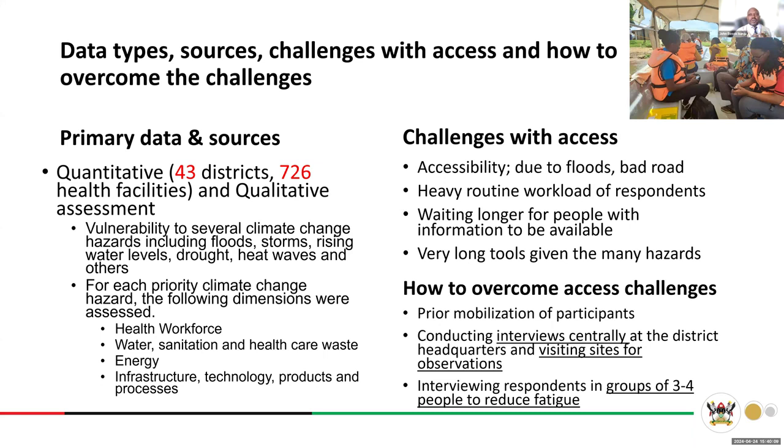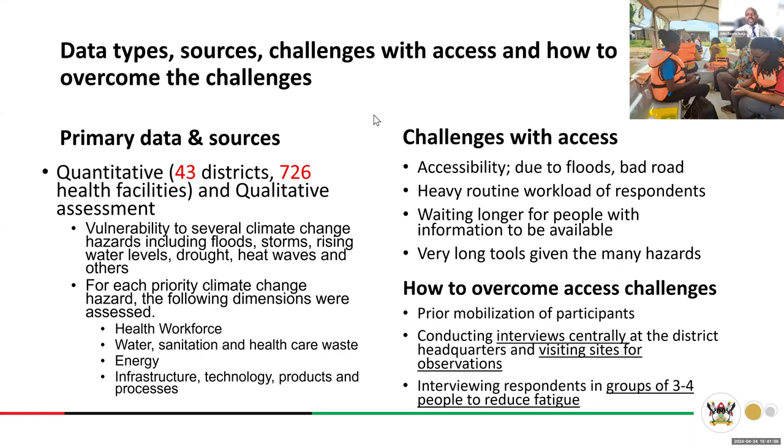I want to start with primary data, which we picked from the districts, in fact, 43 districts across the country, and particularly in 726 health facilities. So this we did both quantitative and qualitative, and we were looking at vulnerability to several climate-related hazards, such as floods, storms, the rising water levels, drought, heat waves, and others, like I mentioned earlier, and how these affect the building blocks of the health system. That is the health workforce, energy, water sanitation and hygiene, and waste management, infrastructure, technology, and products and processes that make health service delivery a reality.